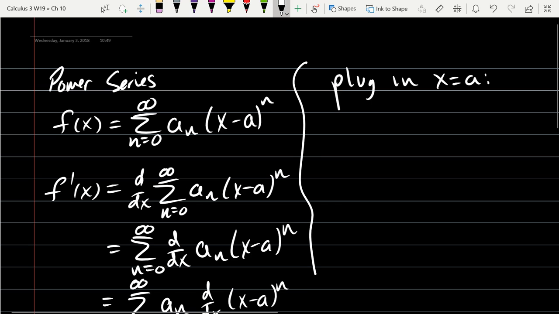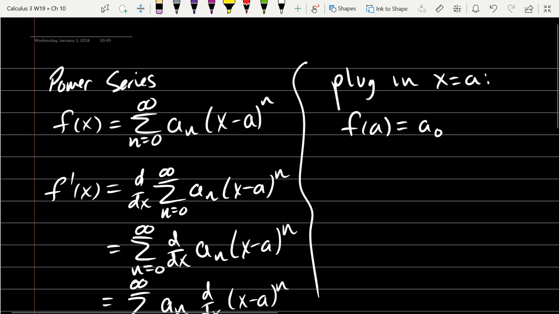Over here, we'll plug in x equals a. My initial term will be a0 times a minus a to the 0 power. So a minus a to the 0 power is going to be 1, so we get a0. What's every other term going to be? They all have an x minus a in them, so they're all going to be zeros. That'll basically give me a zero if I plug in a.